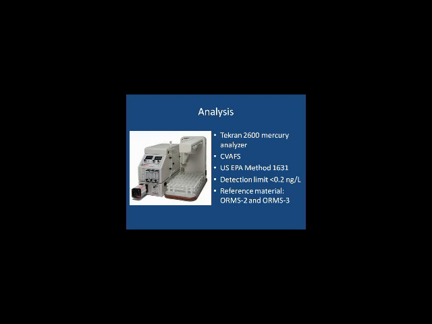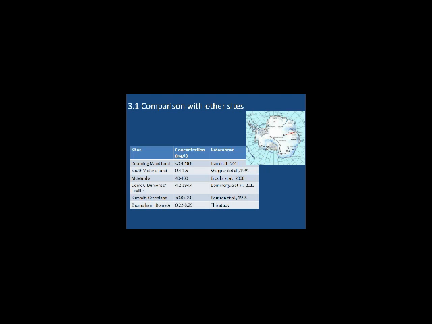From Zhongshan Station to Dome A, the distance is more than 1,200 kilometers, and the elevation rises from sea level to more than 4,000 meters. We collected 13 snow pits and more than 585 snow pit samples, and all the samples were analyzed for mercury. This is the analysis method and some measurement detection limits. Okay, let's see the results and discussions.